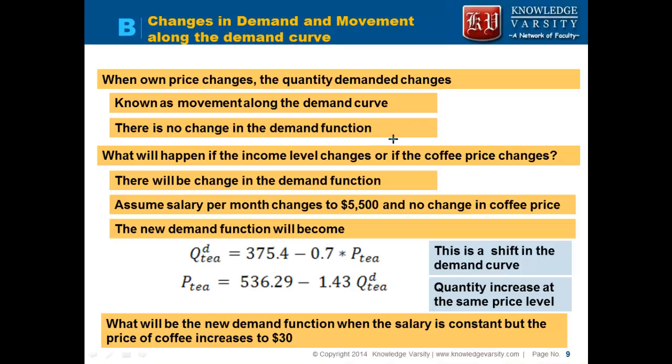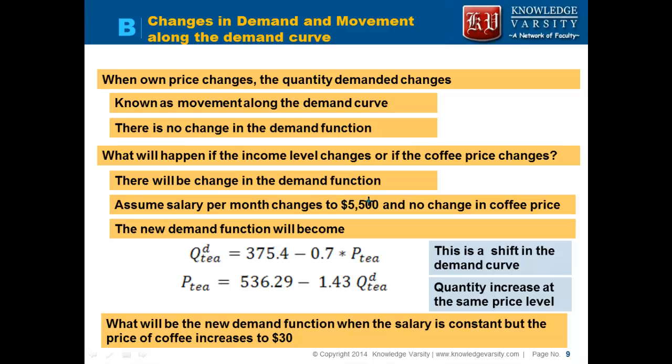Please note that there is no change in the demand function. The demand function remains the same. Only the movement along the demand curve is happening, right? But what will happen if the income level changes or if the coffee price changes? Note that if the income level changes or the coffee price changes, the demand function would not remain the same. There would be a change in the demand function.